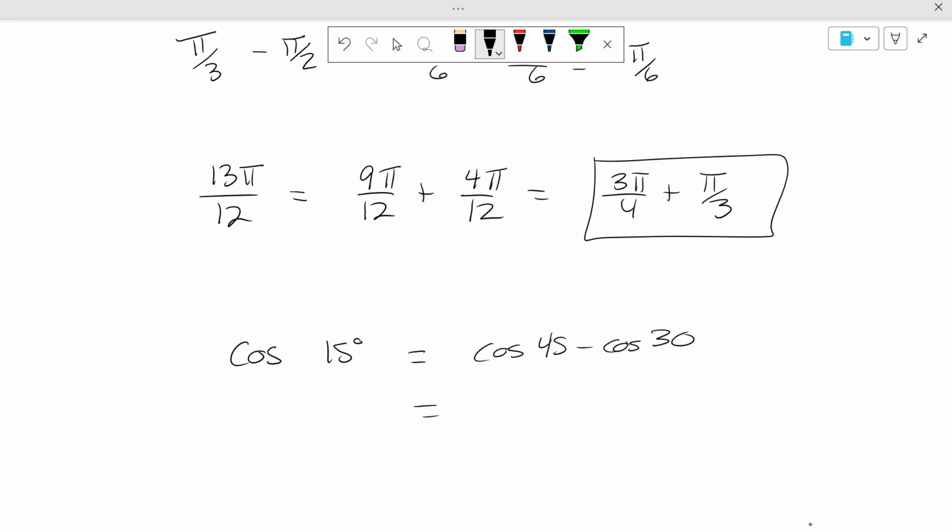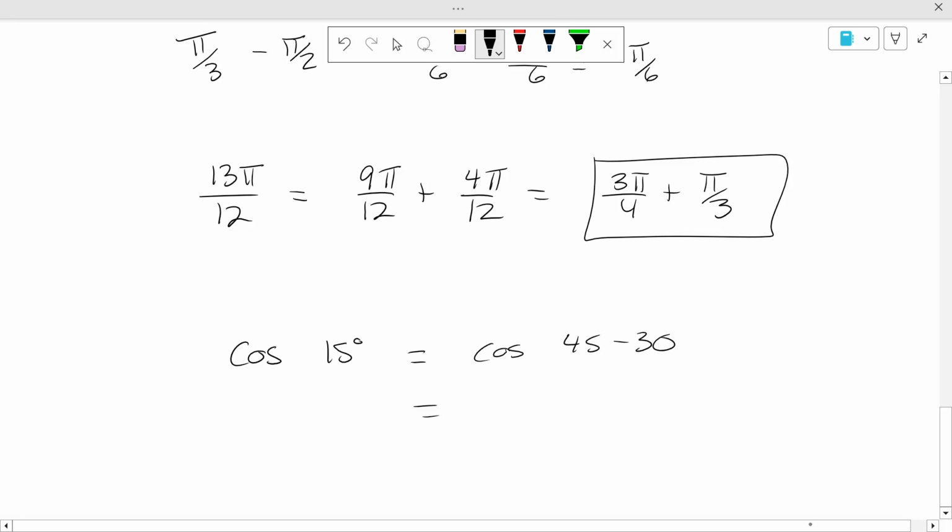So then to do this, it's the, whoops, that was wrong. Cosine of 45 minus 30, parentheses. There we go.